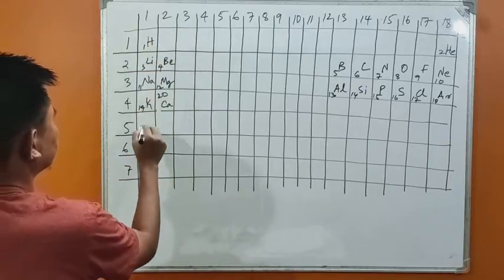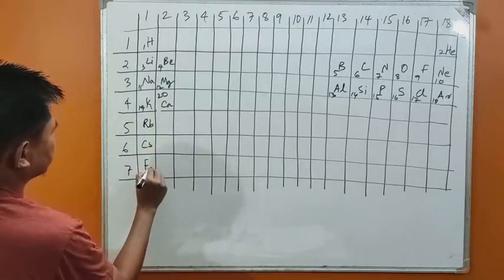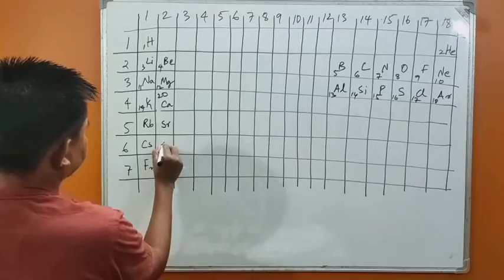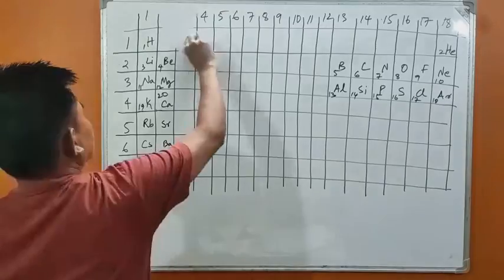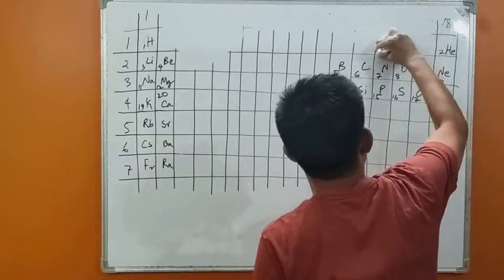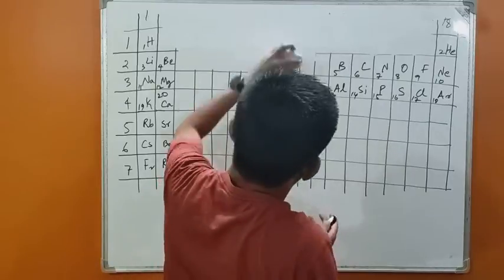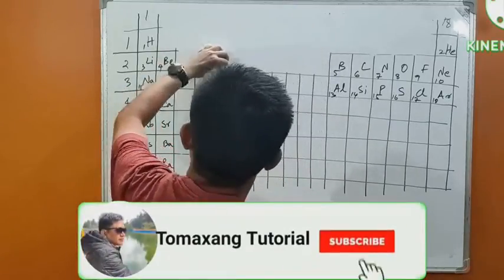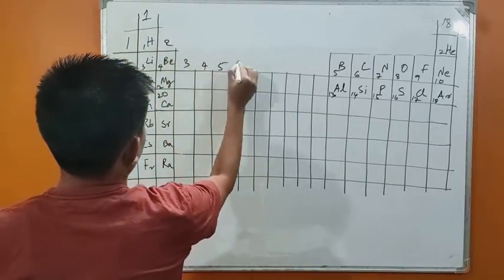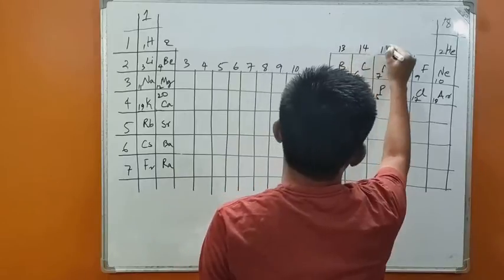Let me complete this. Hydrogen, lithium, sodium, potassium, rubidium, cesium, francium, and beryllium, magnesium, calcium, strontium, barium, radium. This is group 1, this is group 2, this is group 3, group 4, 5, 6, 7, 8, 9, 10, 11, 12, and this is 13, 14, 15, 16, 17, and this is 18.